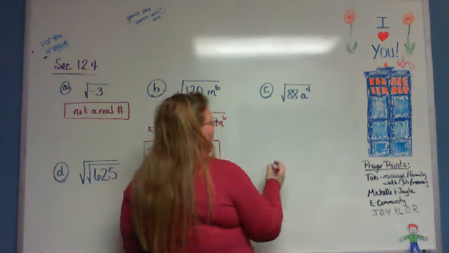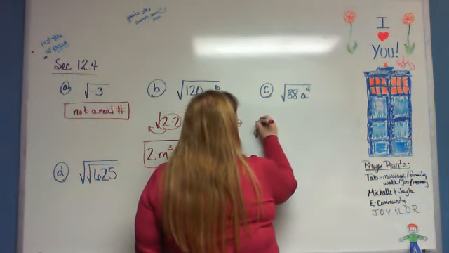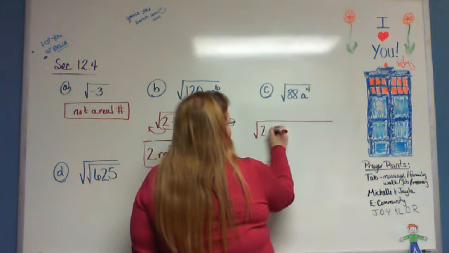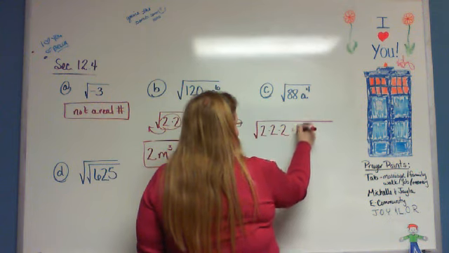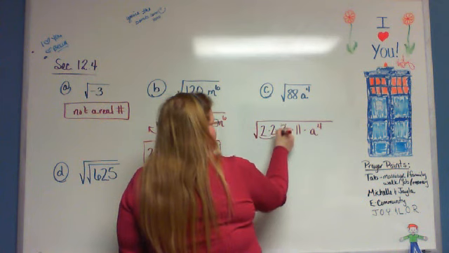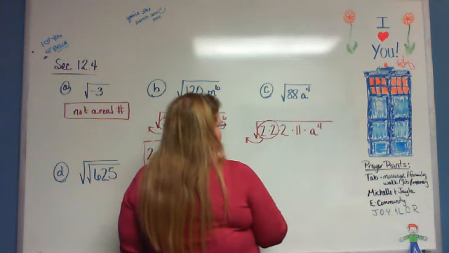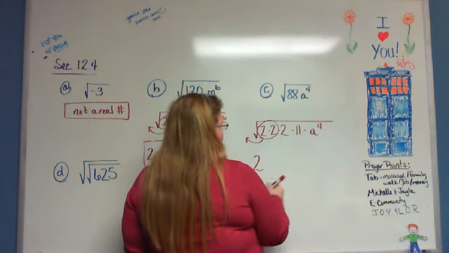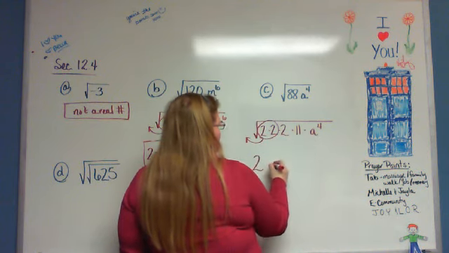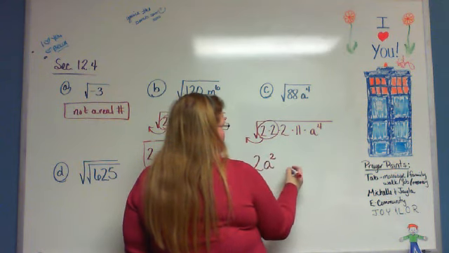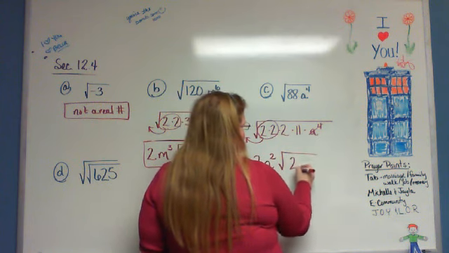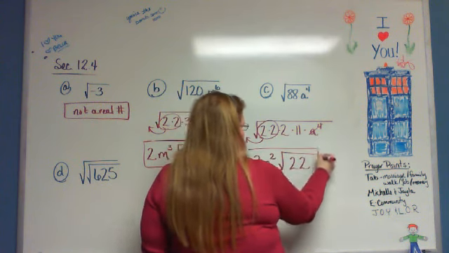Over here, 88. 88 is 8 times 11, so that's 2 times 2 times 2 times 11 times m to the 4th. It takes 2 on the inside to make 1 on the outside. So that's a 2. None of this can come out. m to the 4th, 2 goes into 4 2 times, which leaves me with a 2 and an 11 inside. So that's 22.